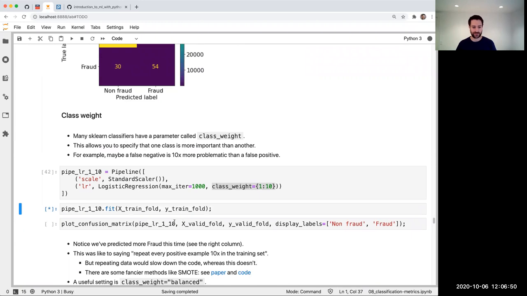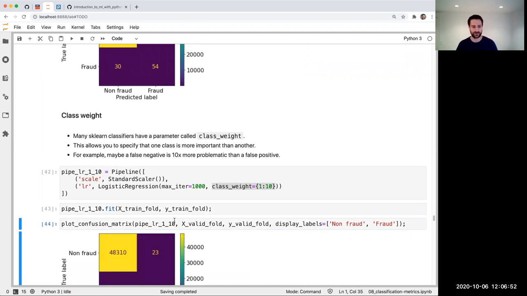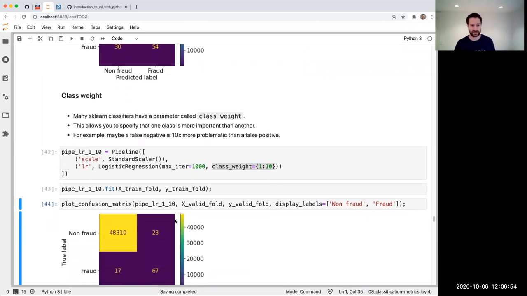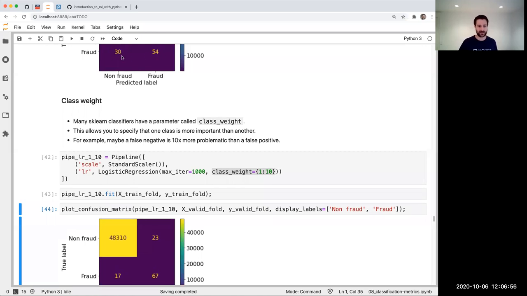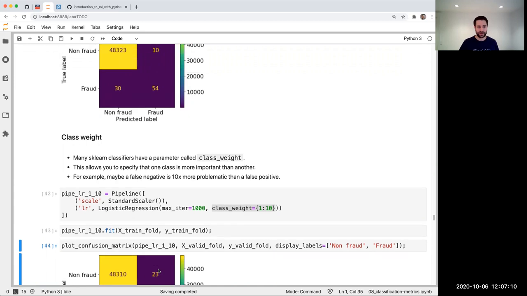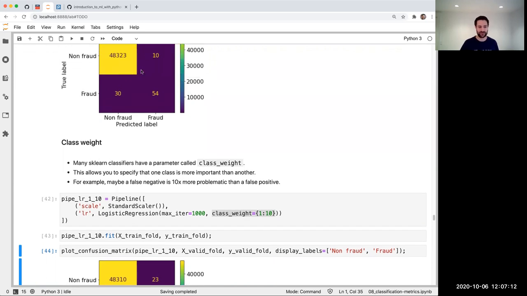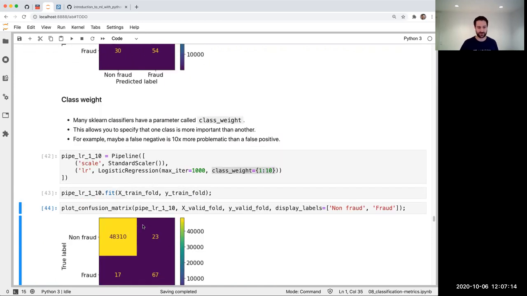So if I do this and then I make my confusion matrix, what you can see is of the 84 frauds, there's always going to be 84 frauds in our validation set. We can't change that. But of these 84 frauds, before we were catching 54 of them, now we're catching 67 of them. So we're getting a higher recall. But on the other hand, before we had 10 false alarms, and now we have 23 false alarms.